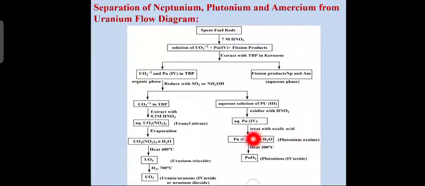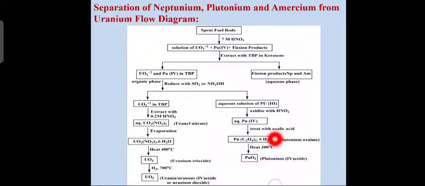Then you heat it to 300 degrees Celsius. You take the plutonium oxalate and heat it to 300 degrees Celsius. What do you get? Plutonium 4 oxide. PuO2 is nothing but plutonium oxide in the fourth oxidation state.